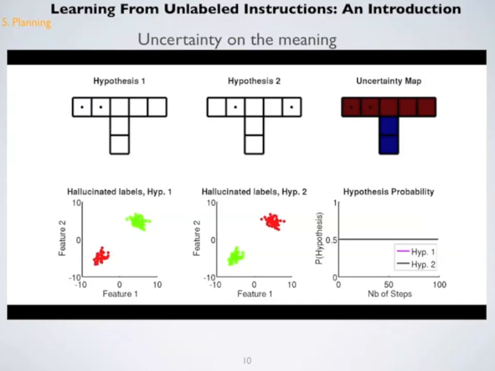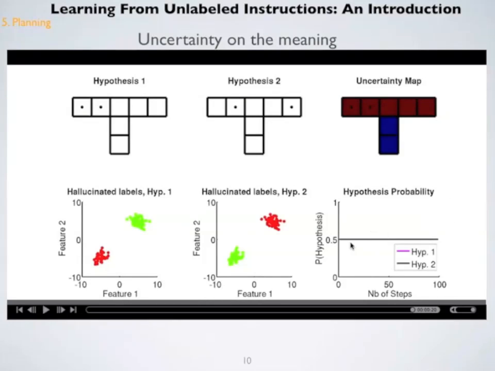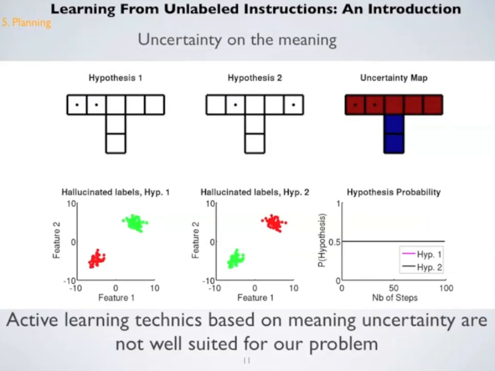As you can see, and as predicted, the data are indeed not labeled the same way for hypothesis 1 and hypothesis 2. That means the oracles disagree. But the probability of each hypothesis did not evolve. Both hypotheses are as likely. So it seems active learning techniques based on meaning uncertainty are not well suited for our problems.